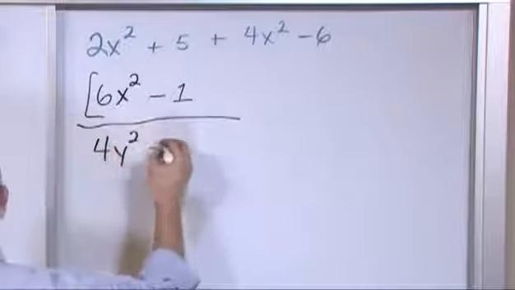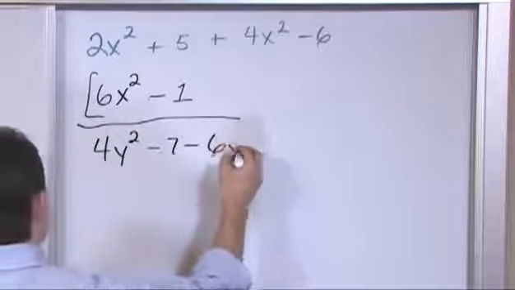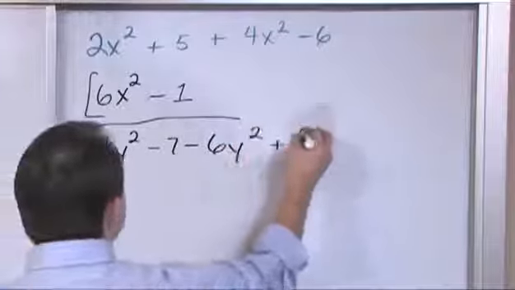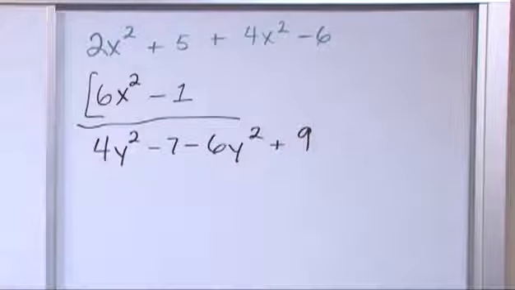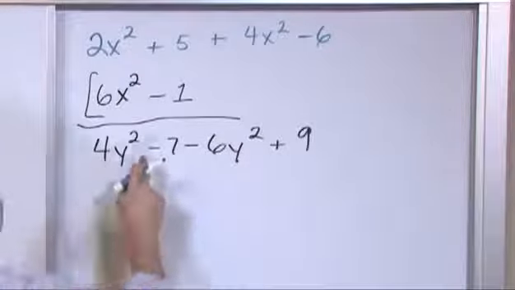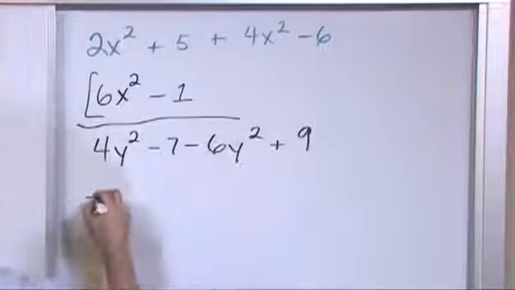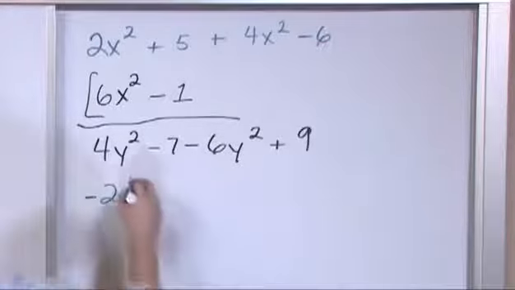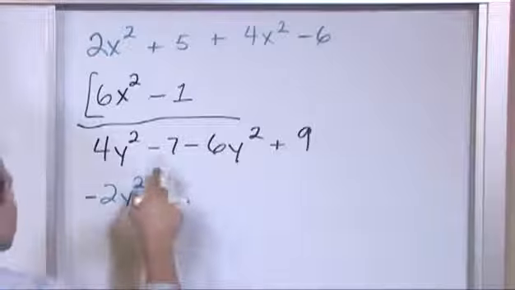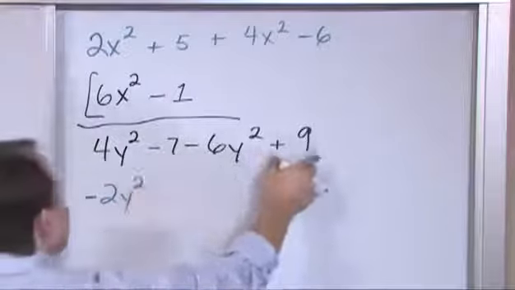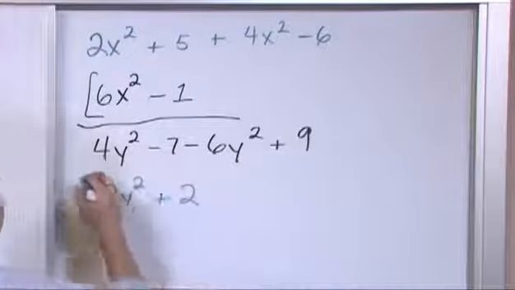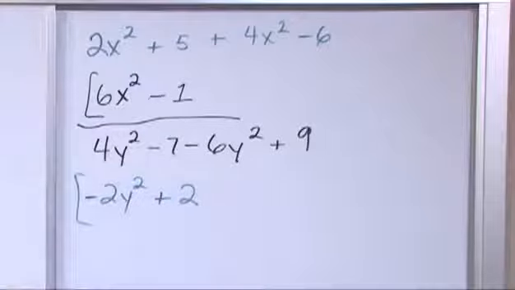4y squared minus 7 minus 6y squared plus 9. How would you add those? Well, we have y squared and y squared. Those are like terms, so we can do that. 4 minus 6 gives us minus 2. 2 what? 2y squareds. I have to drag it along. Now we have negative 7 plus 9 is going to give me a positive 2. So we have negative 2y squared plus 2.